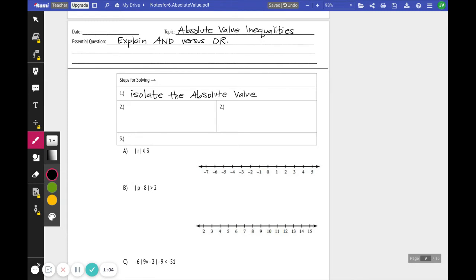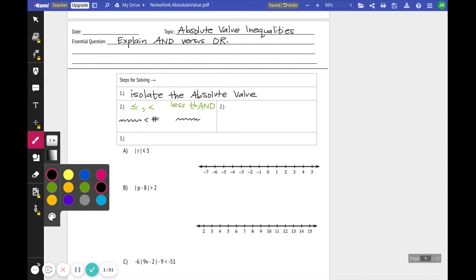So for questions that are less than, we think "less than," and here's what we do. We take whatever's inside the absolute value, and we write an inequality that shows we can be less than that number. And then we write a second inequality that shows we can be greater than the negative of that number. And we put the word "and" in between those two inequalities for less than.